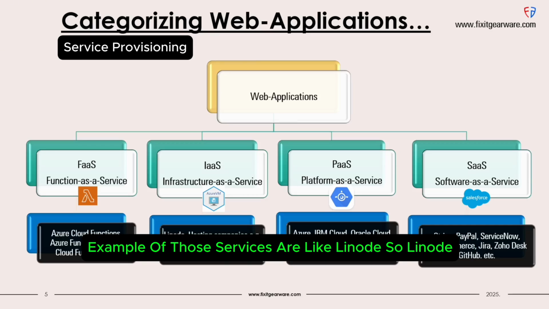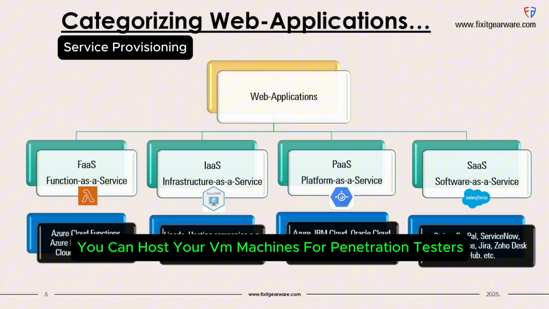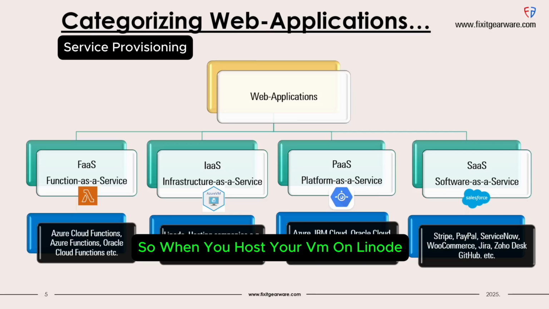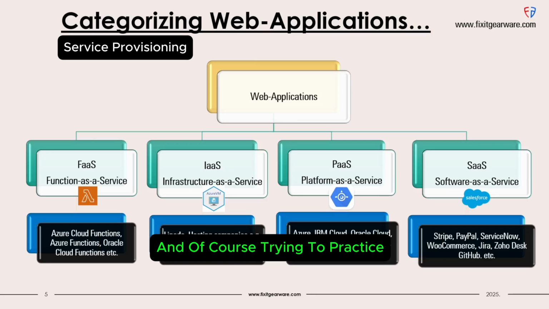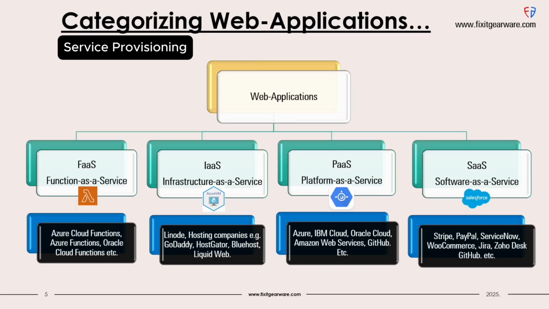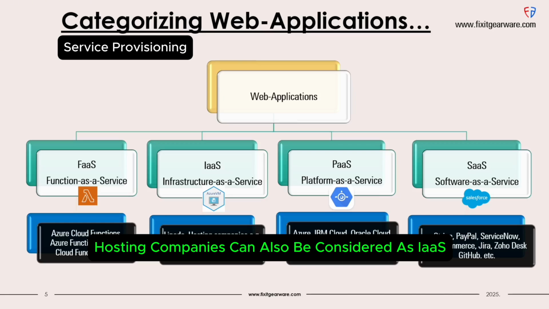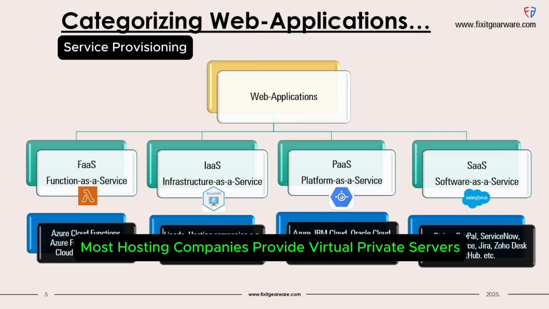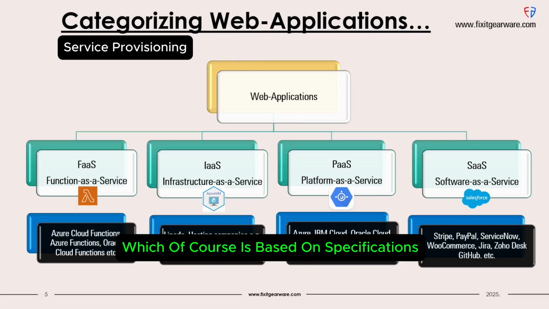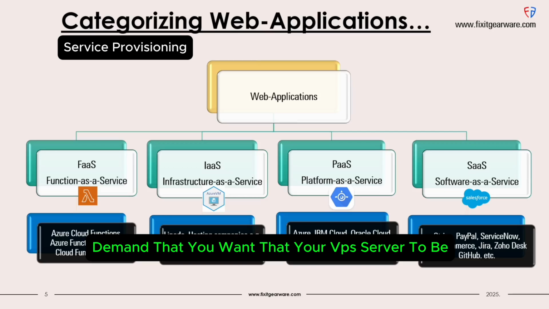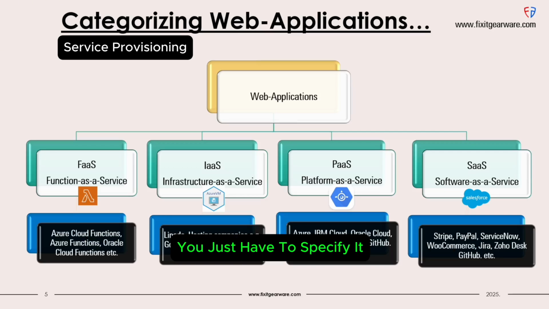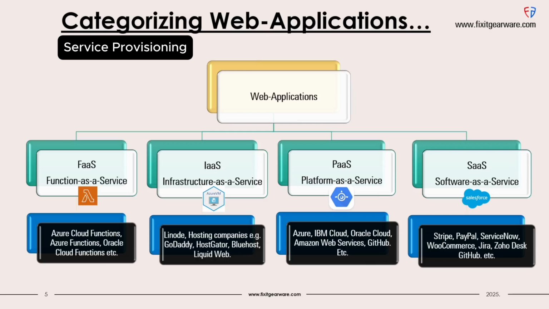Examples of those services are like Linode. With Linode, we all know you can host your VMs for penetration testers. When you host your VM on Linode, you can remotely connect by getting the IP of that VM running on Linode, and of course practice your various penetration testing skills. Hosting companies can also be considered IaaS because most hosting companies provide virtual private servers, based on the customer's demand. So if you as a customer have a specific demand for your VPS, you just have to specify it, and these hosting companies will provide it.